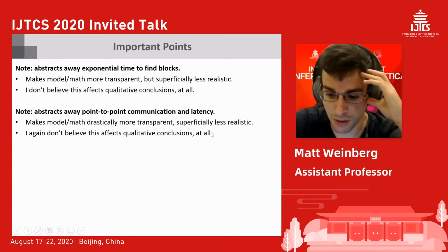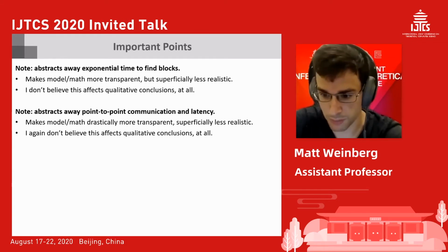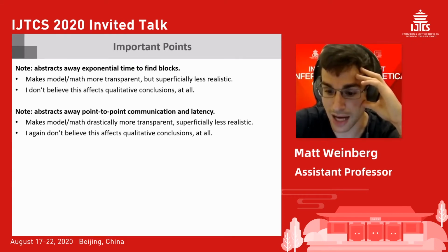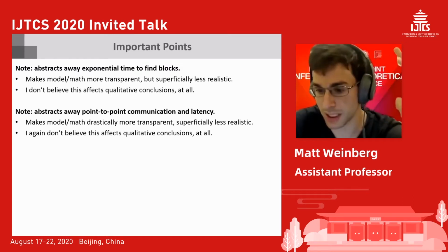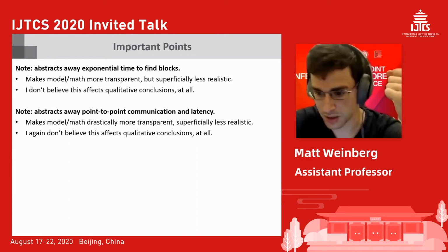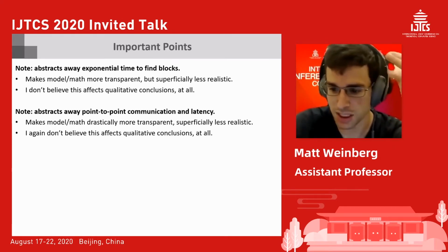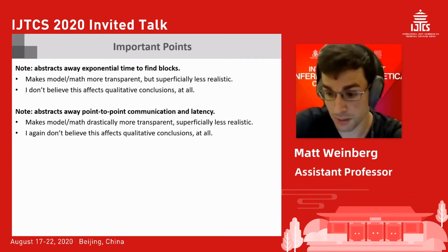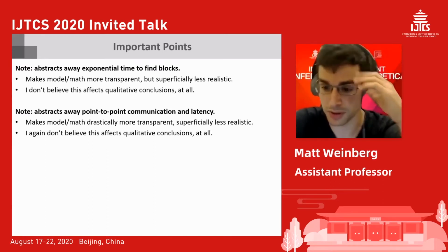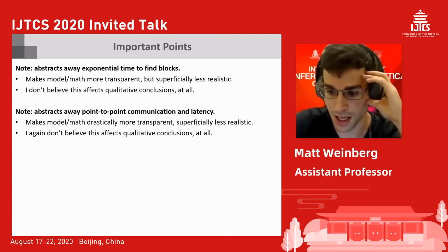But again, I really believe this: yes, the precise numerics would change. And yes, maybe some later researchers will show that actually there's a very interesting interaction between latency and selfish mining that we haven't discovered yet. But for now, I'm not aware of any qualitative interaction between latency or point-to-point communication and strategic deviations like selfish mining. So yes, the numbers would change, but it's not going to change profitable versus not profitable. But on the other hand, it makes everything much more insightful and easier to understand.